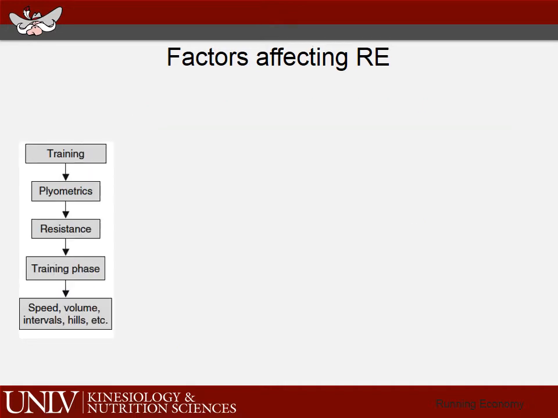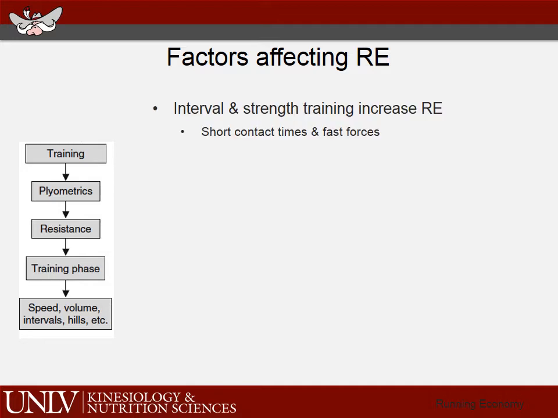So now we're going to start talking about something that I hope to get into better and more involved with later on in this class, and that's training. There are many forms of training, and this will talk about plyometrics, resistance, some of the training stuff, and then your traditional kind of speed volume intervals. But interval and strength training have been shown to increase your running economy. And so what that means is you are able to work at the same workload with less oxygen consumption, right? So when I increase your running economy, I'm decreasing your cost of oxygen. This is seen through shorter contact times and the ability to have faster forces.